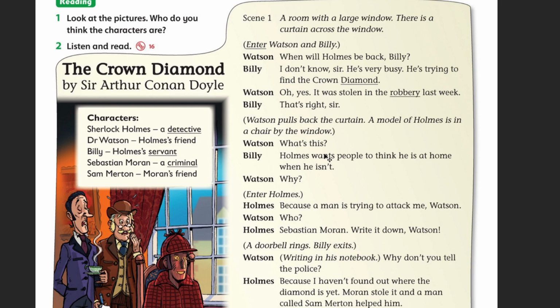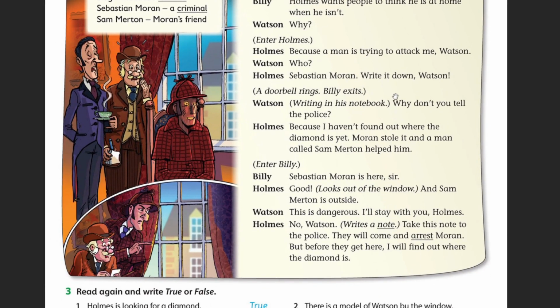Because a man is trying to attack me, Watson. Who? Sebastian Moran. Write it down, Watson. A doorbell rings. Billy exits. Writing in his notebook. Why don't you tell the police? Because I haven't found out where the diamond is yet. Moran stole it, and a man called Sam Merton helped him. Enter Billy. Sebastian Moran is here, sir. Good. Looks out of the window. And Sam Merton is outside. This is dangerous. I'll stay with you, Holmes. No, Watson. Writes a note. Take this note to the police. They will come and arrest Moran. But before they get here, I will find out where the diamond is.